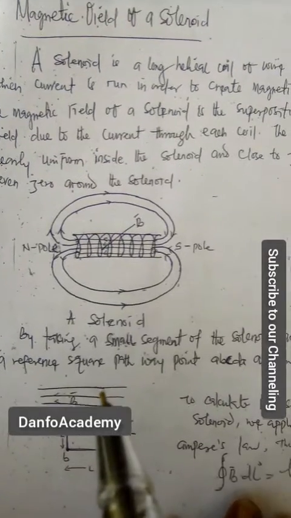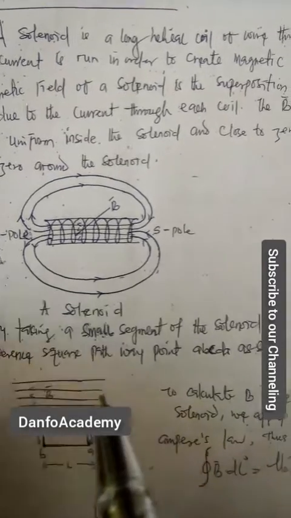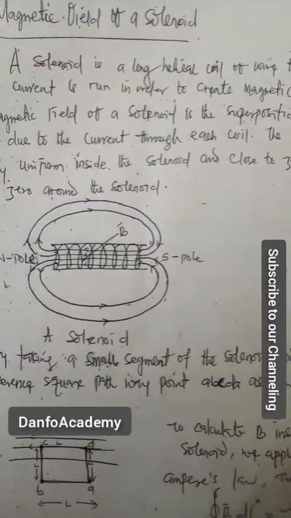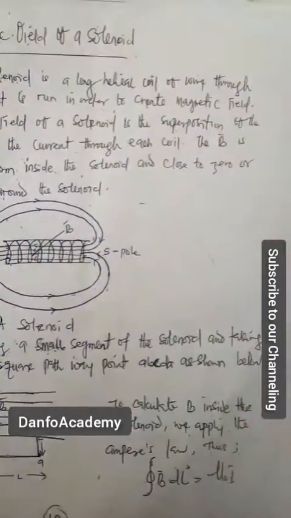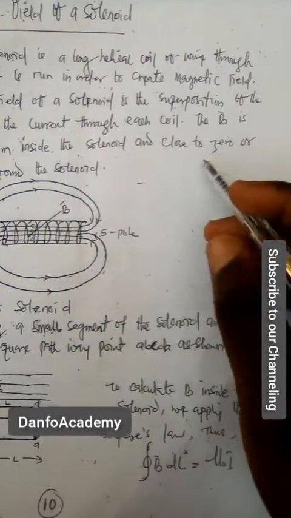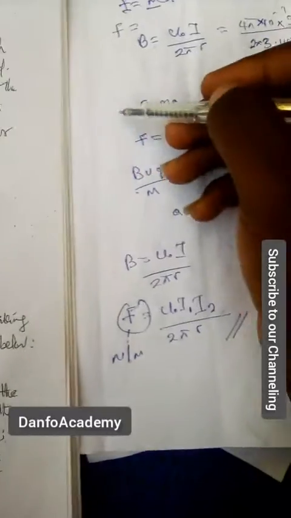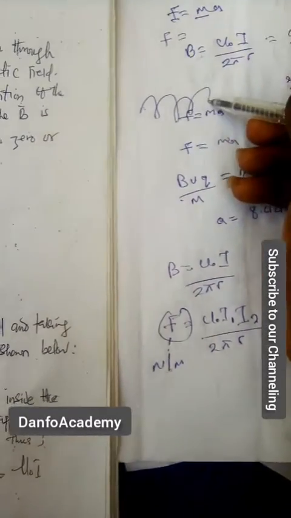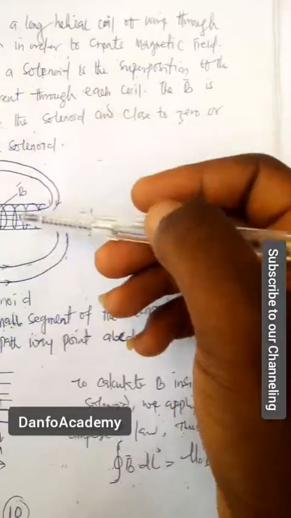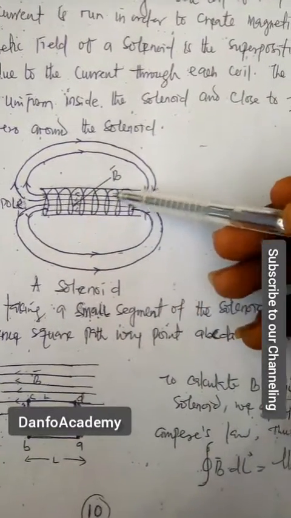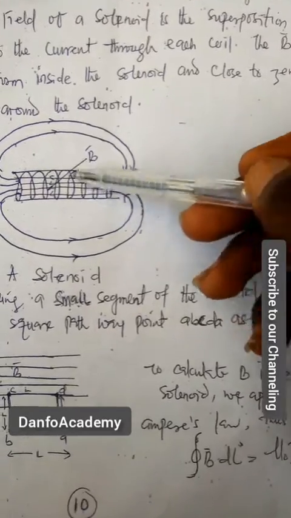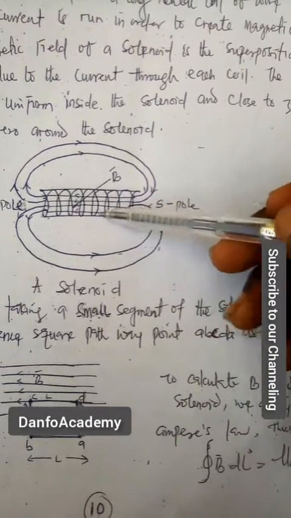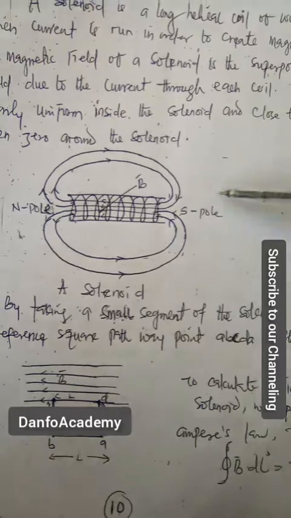About magnetic field of a solenoid. A solenoid is a long helical coil of wire through which current is run in order to create a magnetic field. When you say it's helical, when something is helical, it's somehow like this, helical in shape, as you can see here. So now this is called a solenoid. It's used to create a magnetic field in which current runs through it, as you can see here, from the north pole to the south pole.